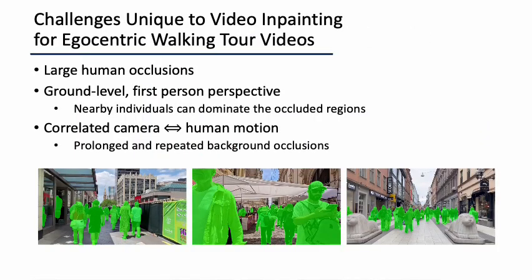Crowd removal is particularly challenging in egocentric videos for several reasons. Humans often occupy large portions of the frame, causing severe background occlusions. Due to the ground-level, first-person viewpoint, even a single nearby person can dominate the scene. In addition, camera motion is often correlated with human motions, leading to prolonged or never observed background regions, which is one of the most difficult cases for video inpainting.